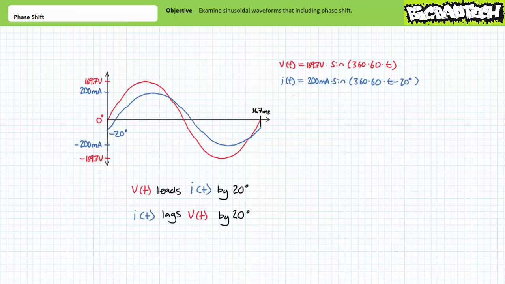Which statement do I prefer? This one. Current lags voltage by 20 degrees. Why? Because voltage is the cause and current is the effect. It makes sense to measure the effect with reference to the cause. We'll examine AC Ohm's law and more in greater detail in later lectures.